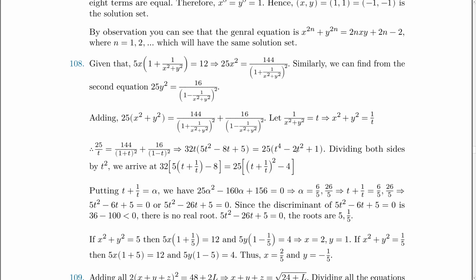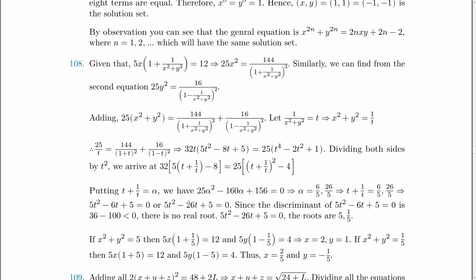So, divide both sides by t square. It's not one side that is divided; we divide both sides by t square. Then we have this. All right, we find that. Now we put t plus 1 by t is equal to alpha, right? Once we put t plus 1 by t is equal to alpha, we have the equation 25 alpha square minus 160 alpha plus 156 is equal to 0, which gives us alpha, which gives us t plus 1 by t.